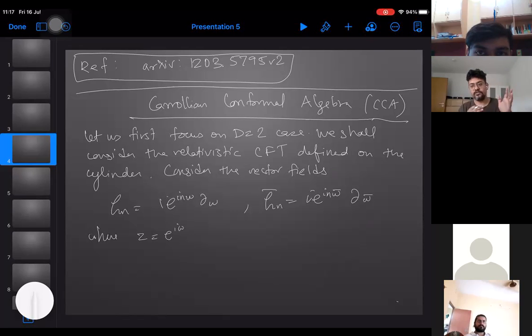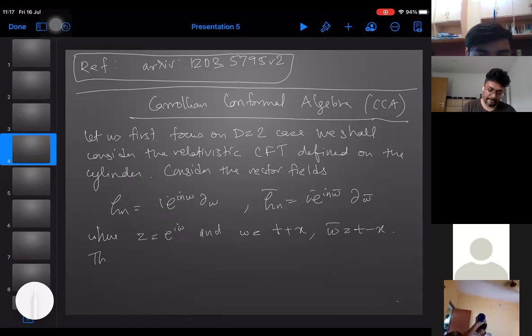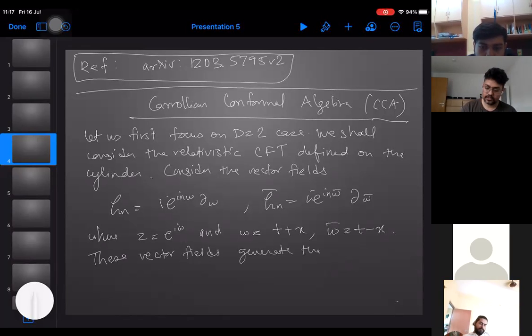So there is a transformation between the cylinder and the plane. This is given by like this, where your Z is equal to e to the power minus I omega, and your omega here is t plus x, and your omega bar is t minus x. So these vector fields generate the algebra.